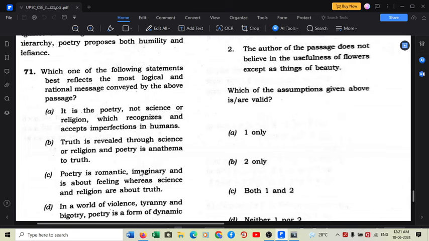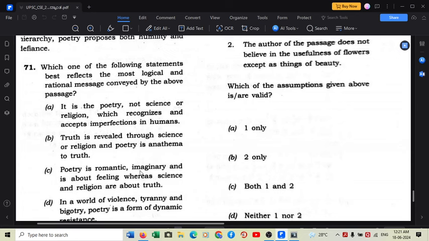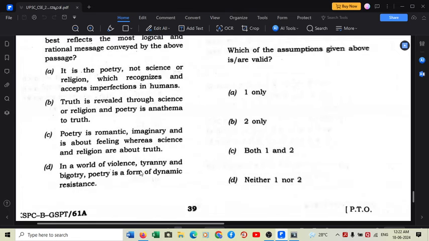So this seems okay. Let us see statement B. Truth is revealed through science or religion, and poetry is anathema to truth. Okay, so slightly different from truth. This also seems okay. Option C.